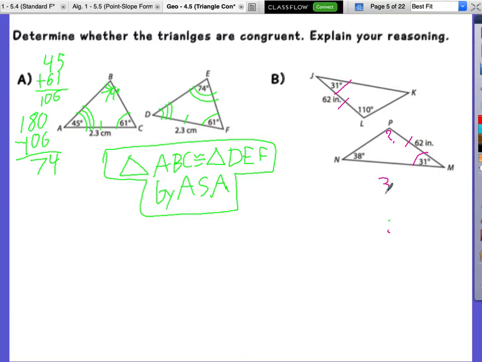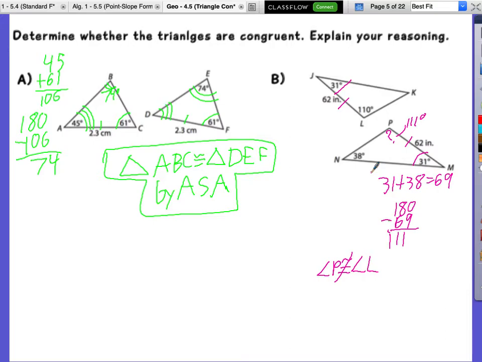She said 31 plus 38 was 69 degrees. And if we subtract that from 180, we'll figure out what our mystery angle is. And we get 111. So if this is 111 degrees, is angle P congruent to angle L? No. So we can write, hey, angle P is not congruent to angle L. Let's go ahead and write that down. Angle P is not congruent to angle L. And then K would be 39 degrees, so we know that as well.